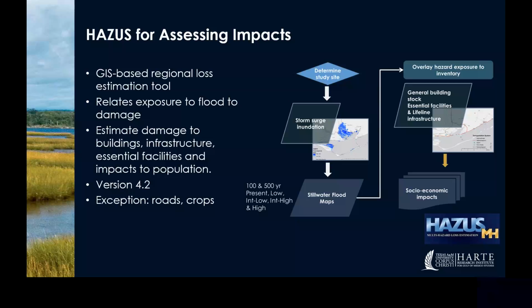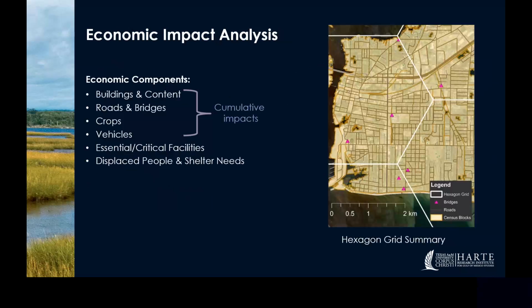For the analysis itself, it was mostly performed with HAZUS. This is a FEMA GIS-based estimation tool, which helps relate the depth of flooding to damages. For this project, we used version 4.2, and one exception was roads and crops. We did these analyses outside of HAZUS. These are the components for the economic analysis. It included building and content losses, roads and bridges, crops, vehicles, essential or critical facilities, displaced people, and shelter needs.